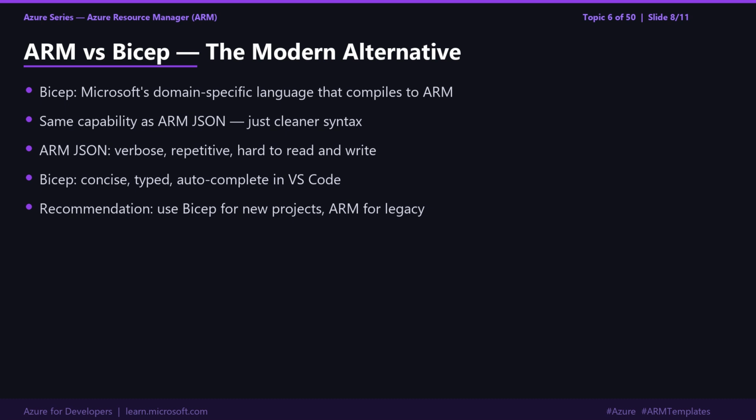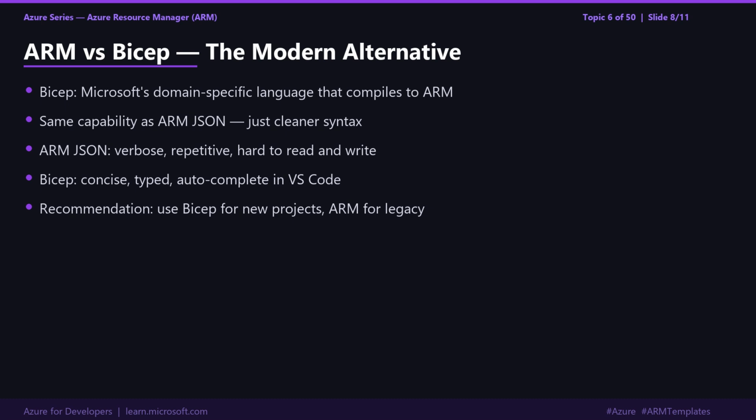The difference in developer experience is significant. An ARM JSON template for a simple storage account might be 60 lines of JSON. The equivalent Bicep is about 8 lines, clearly readable. Bicep has proper type checking, modules for reusability, an excellent Visual Studio Code extension with auto-completion and inline documentation. Microsoft themselves recommend Bicep for all new projects.